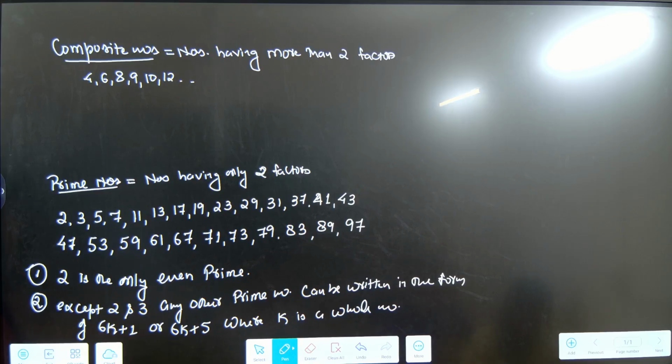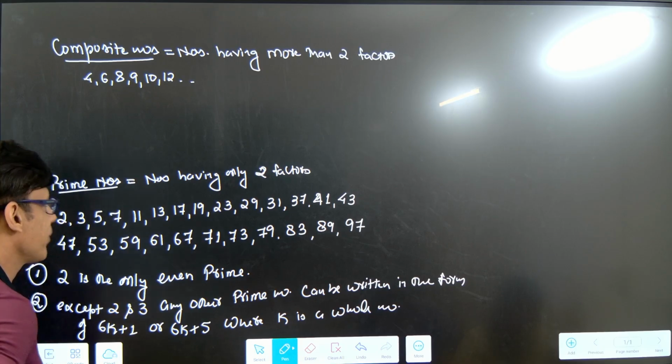Composite numbers do not have any identity of their own. That means they are made up by primes. For example, there are so many actors in Bollywood who do not have their own identity. Papa ke naam ka hai.